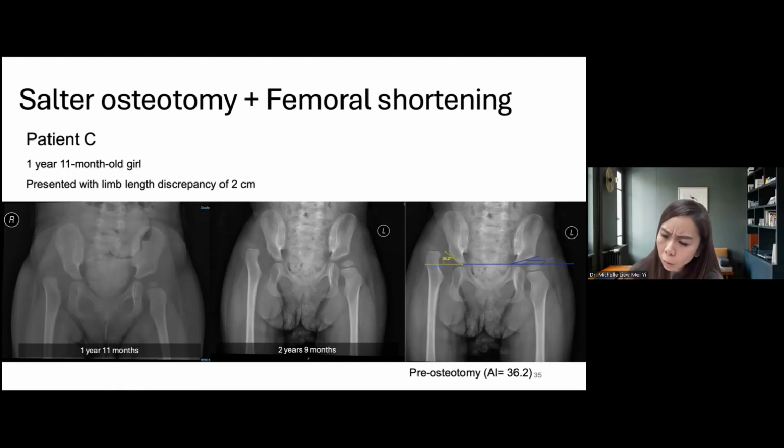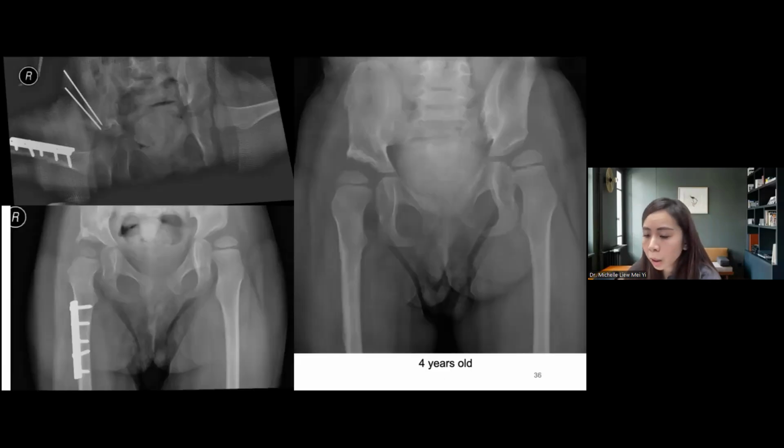However, we could only manage her operatively 10 months later at 2 years, 9 months, once her airways were assessed and stabilized by ENT. So by then, you can see that her right hip dislocation had migrated further proximally at 2 years, 9 months. The AI was about 36.2 degrees. So she underwent right hip open reduction, Salter osteotomy, also a femoral shortening with adductor tenotomy and hip spica.